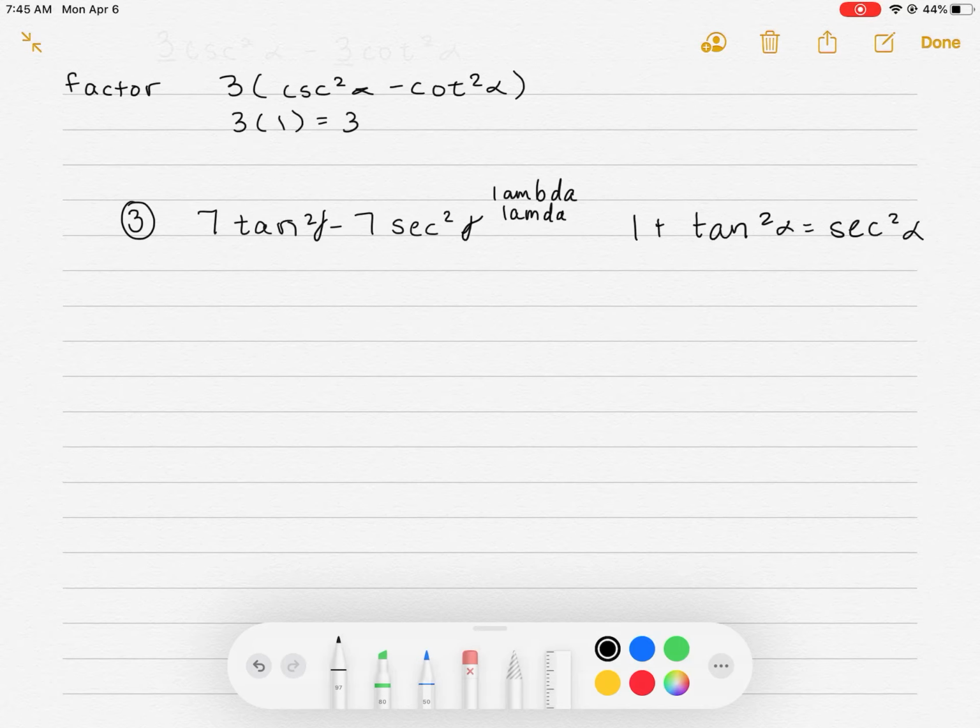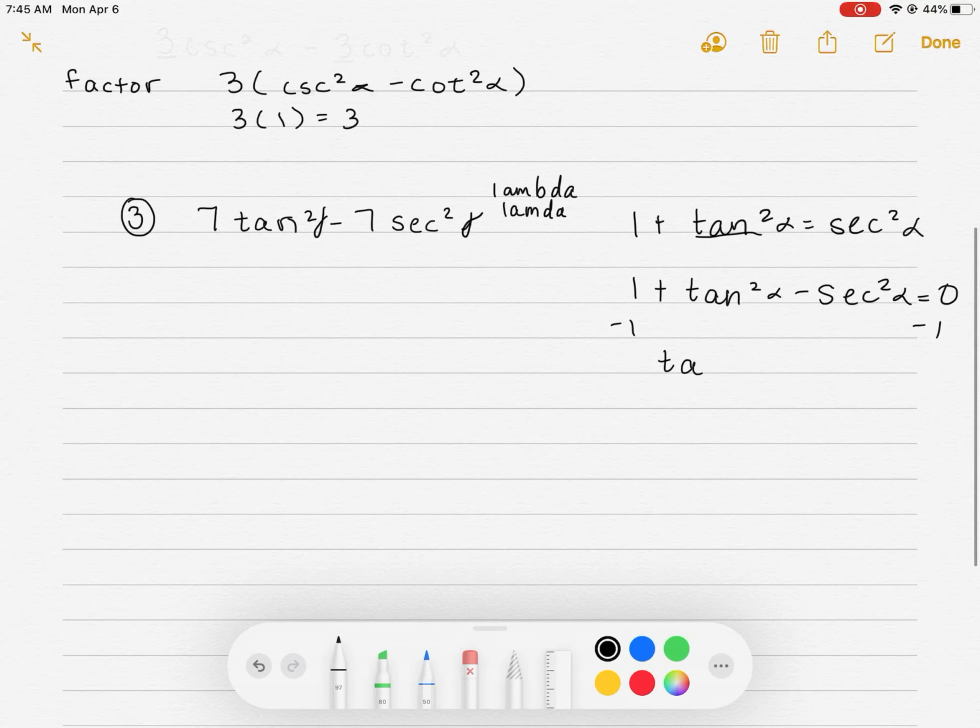All right, so tangent squared is first. So what I'm going to have to do is leave tangent and move everything else. So I'm going to subtract secant squared. So you have 1 plus tangent squared of alpha minus secant squared of alpha is equal to 0. Then I subtract the 1. So I have tangent squared of alpha minus secant squared of alpha is equal to -1.